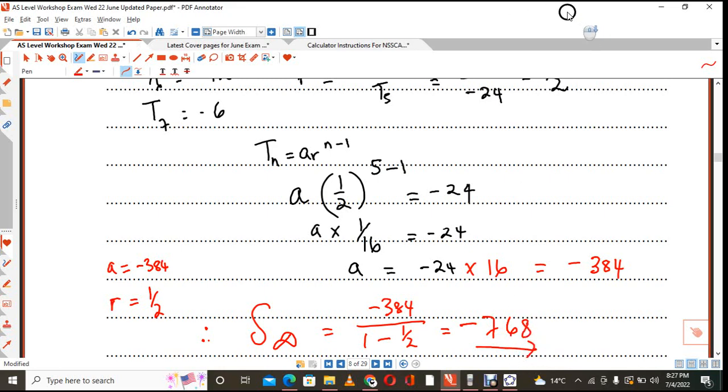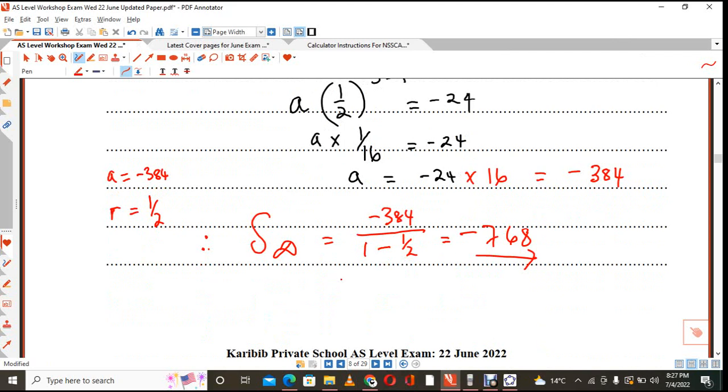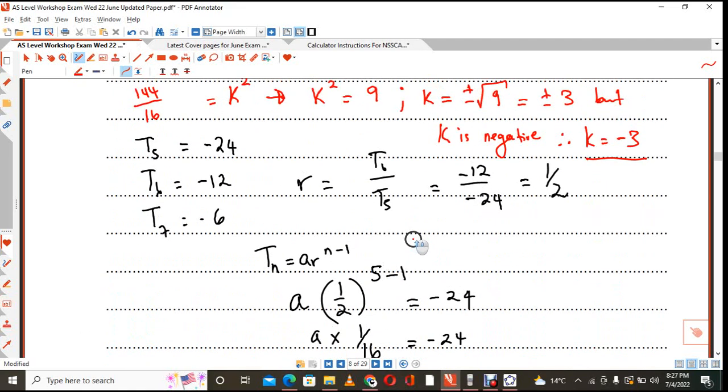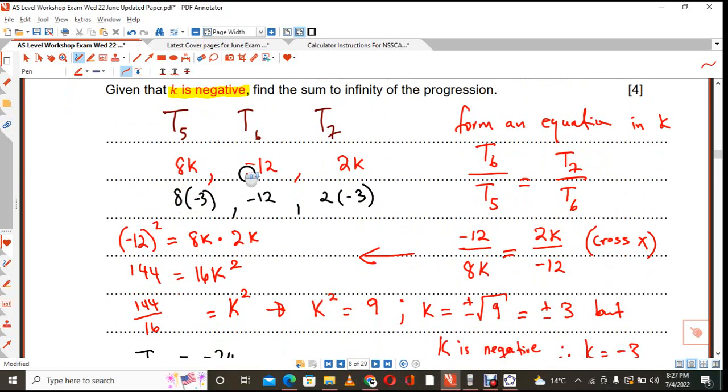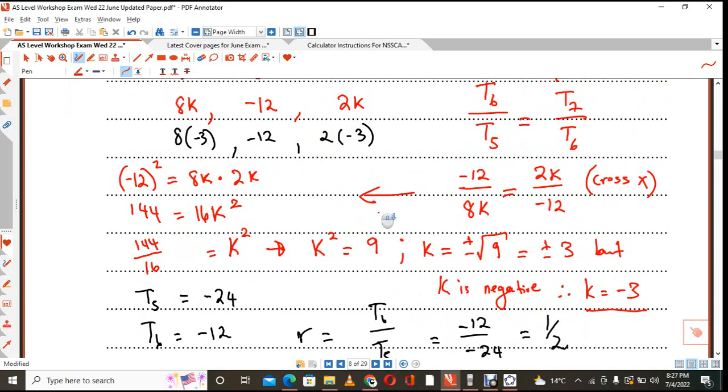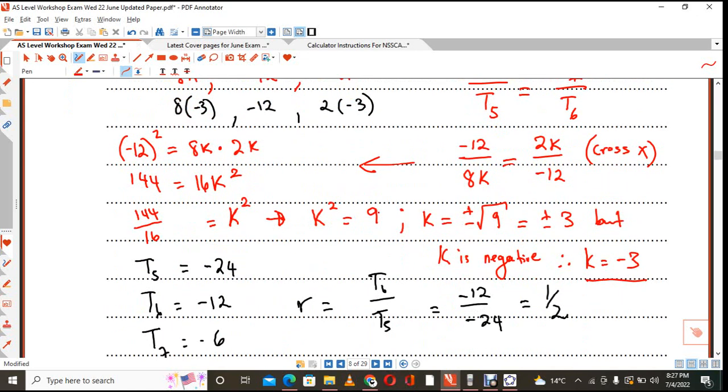Alright, so there are quite a number of steps to that question. My sum to infinity, my infinity symbol looks kind of odd, it should be like an 8 upside down. So that is the solution to this question. There are quite a number of steps that you had to take. Also, it's important, that's why I typed this in red, because I wanted to bring your attention to it, that k is negative. You had to form an equation. That was your method mark. Deducing k is equal to negative 3 is another A mark, an accuracy mark that we are looking for.